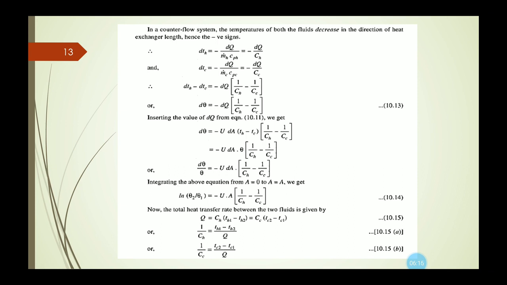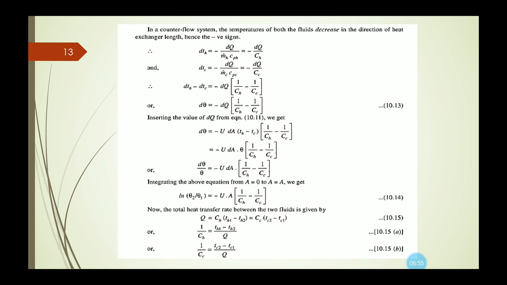So these are the heat capacity or water equivalent for the hot fluid and cold fluid respectively. Now if we put the value of dq in equation 10.13 from the earlier equation, we will get the equation for d theta, that is dθh minus dθc, equals minus U dA theta multiplied by 1 by Ch minus 1 by Cc. So that means d theta by theta we are getting as minus U dA (1 by Ch minus 1 by Cc).